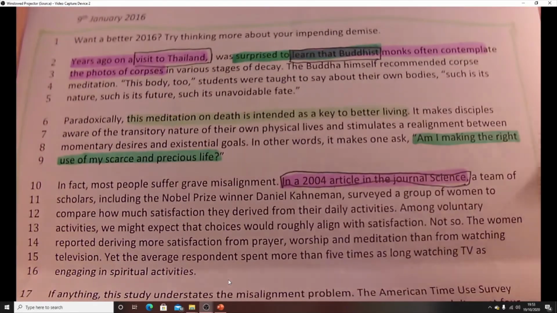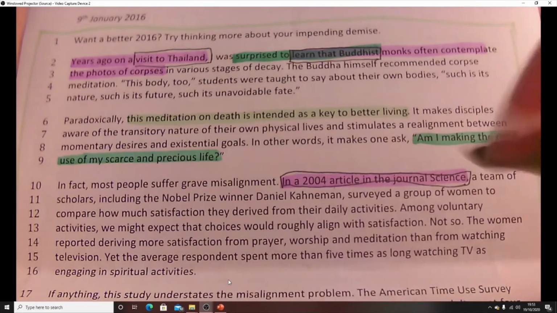So I'm going to just stick with that one because that one for me is the one that jumps out.